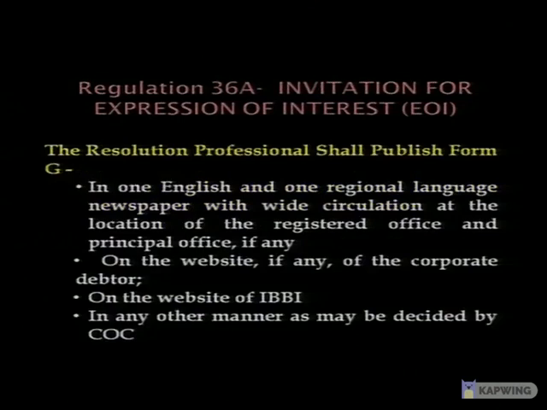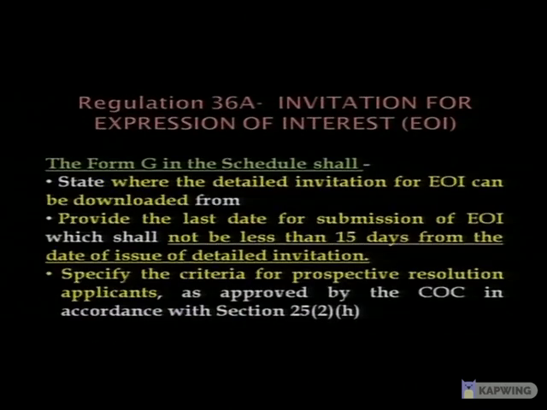And this Form G needs to be published, one in English language, one in the regional language, in a newspaper with wide circulation, whether at the location of the registered office or the principal office of the corporate debtor. It needs to be published on the website of IBBI. It needs to be published on the website of the corporate debtor, if any, and also in any other manner which is decided by the COC. So a Form G is actually the invitation for EOI, which is the expression of interest.